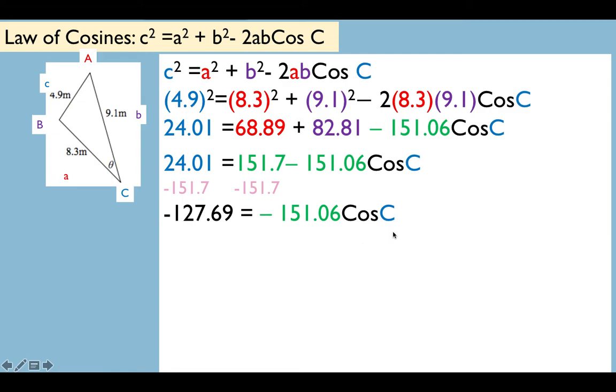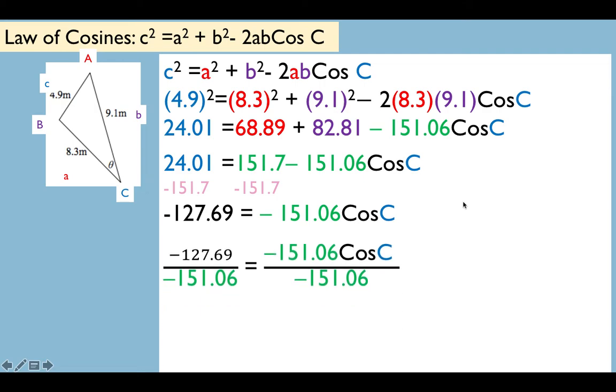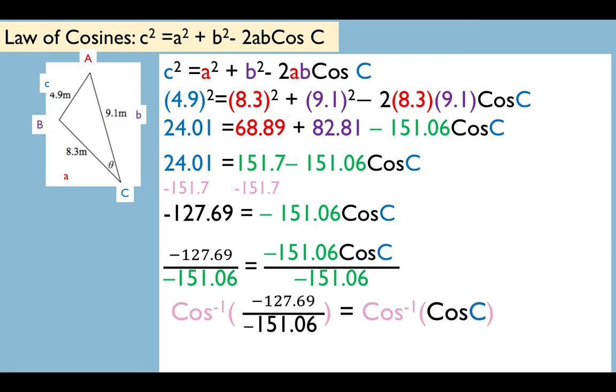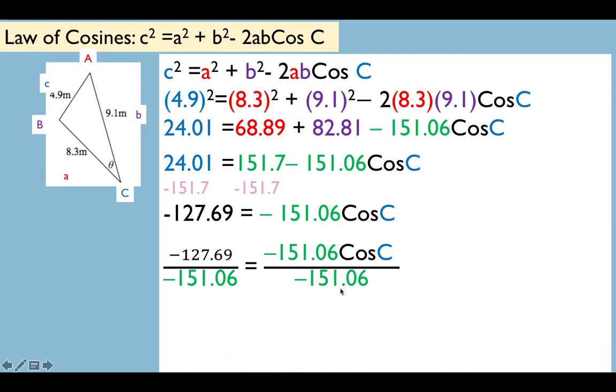Now, I want to solve for C, and cosine C in particular. I have negative 151.06 times the cosine C. So in this scenario, once you hit here, in order to get rid of this number, we're going to have to divide both sides because the opposite of multiplication is division. So I go ahead and divide both sides by negative 151.06. That cancels. This will cancel out right here. I had a little bar that should come up, but it's gone. But this should cancel out.